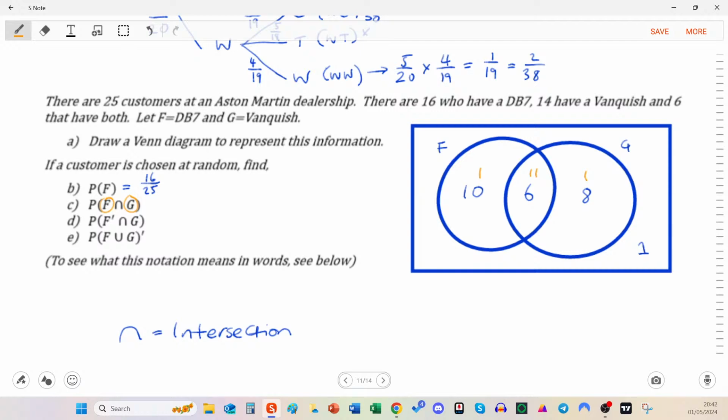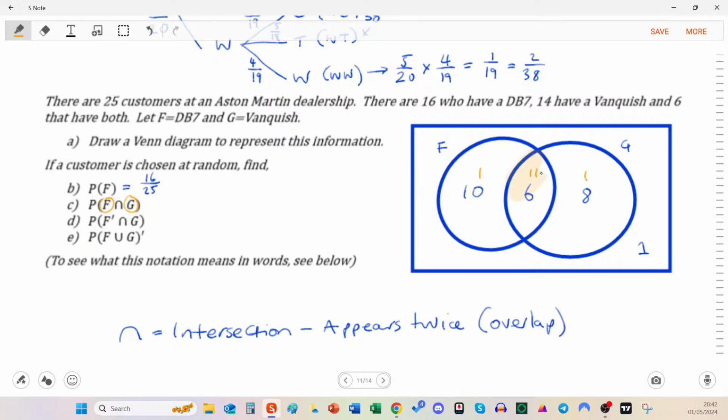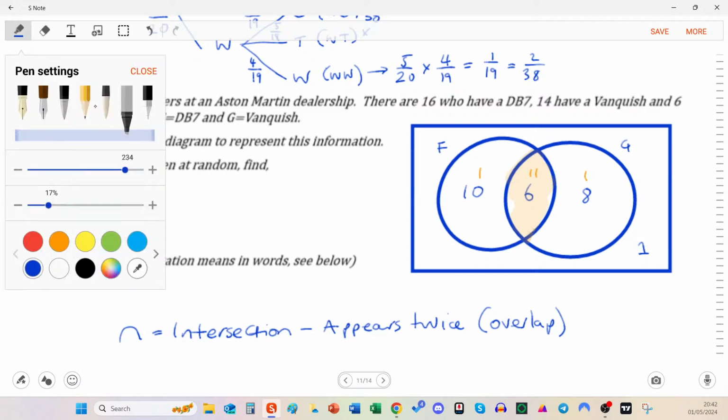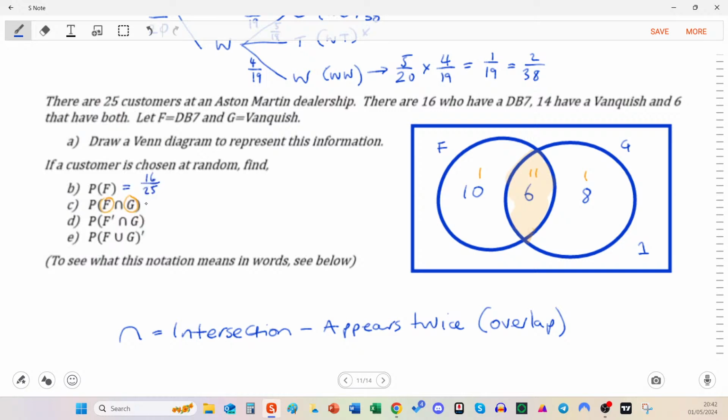An intersection means where they appear twice, where they overlap. Okay, so in that sense, hopefully we can see that that is this center point here. All right, so that's the point that we're talking about for this question. So that is highlighted, 6 out of 25 for us.